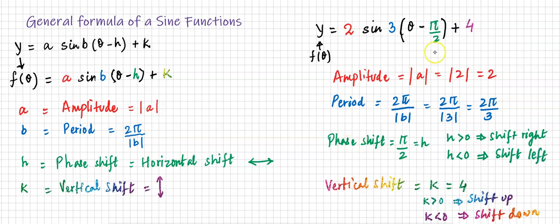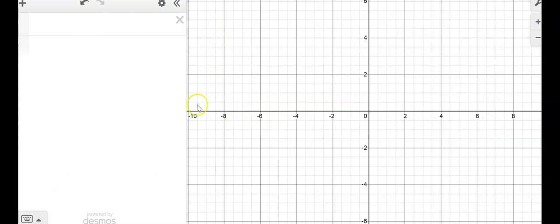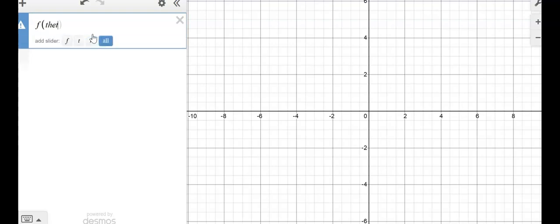So we'll see how we can draw this function on a graph, and it will be very clear to us. As you can see, I have taken help of an amazing graphing tool called Desmos. This is powered by Desmos, and we are going to show the transformation of sine theta over this graph, and we'll see how each transformation comes alive. So let's write the function of theta.